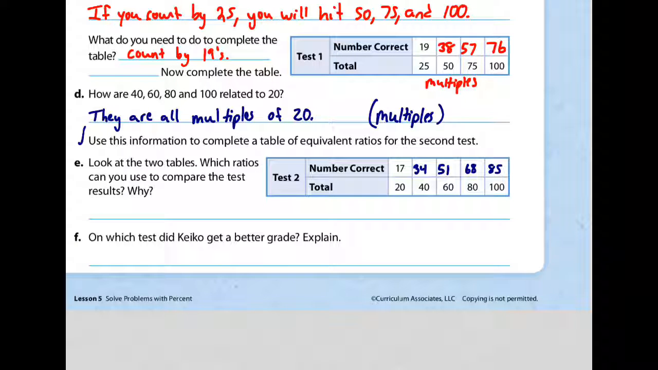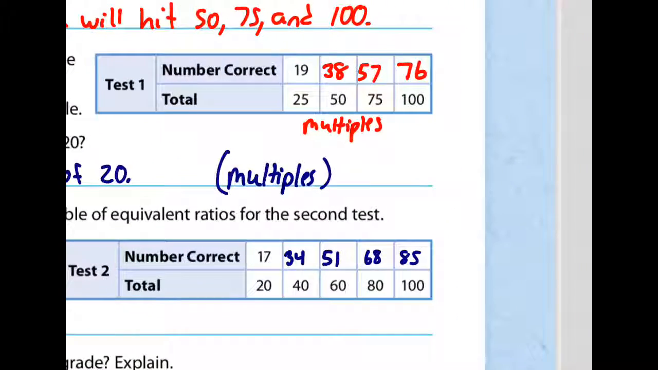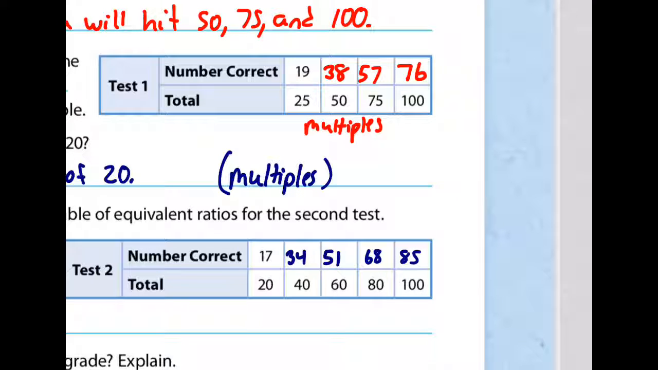Which ratios can you use to compare the test results? Why? Now, this is kind of what we're guiding you to, because remember, the original ratios, and I'm going to circle them in orange here. Test 1, she got 19 out of 25. Test 2, she got 17 out of 20. And it was difficult to tell what she did better on. But when we look at the two tables, there are two ratios that have something in common. So did you notice that the last ratio in each, they are both out of 100?